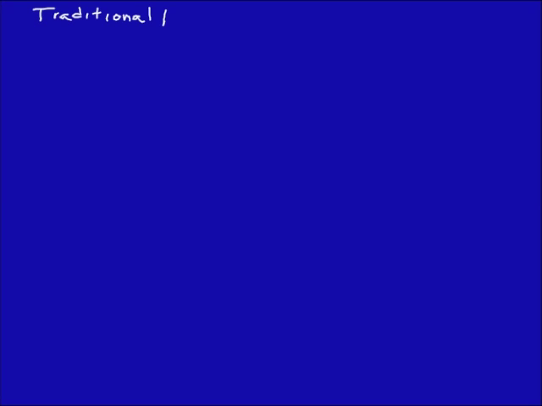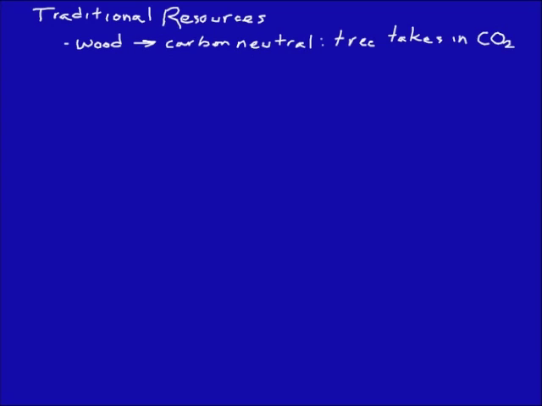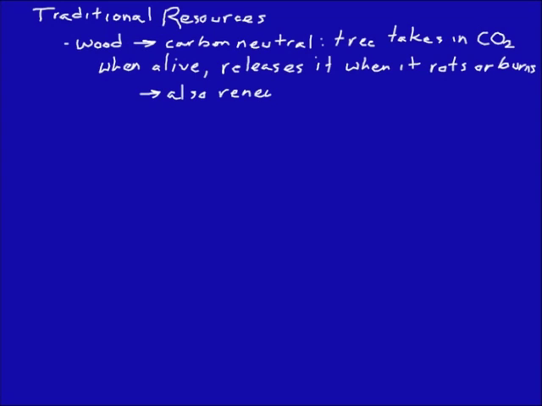Let's think a little about traditional resources. In the way olden days, we used wood for just about anything. Wood is carbon neutral. A tree takes in CO2 when it's alive, and then it releases the CO2 when it rots or when you burn it to heat your house or cook your food. Humans did that for thousands and thousands of years. Also, wood is renewable in that it grows back in relatively short amounts of time.